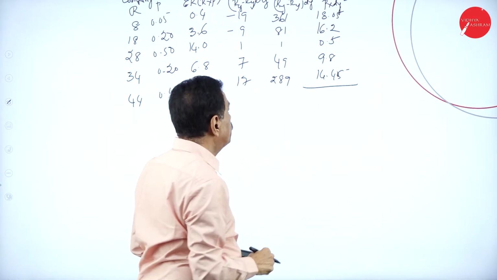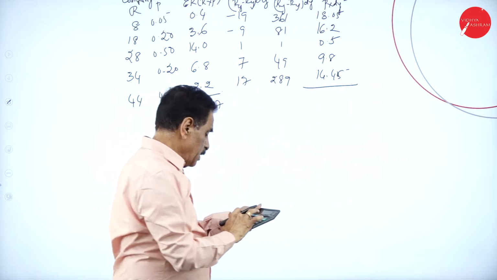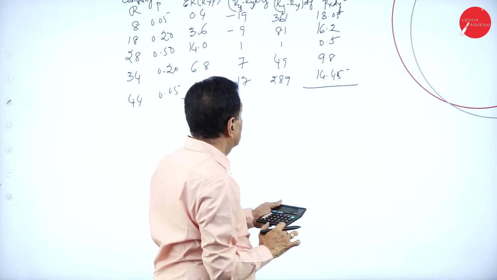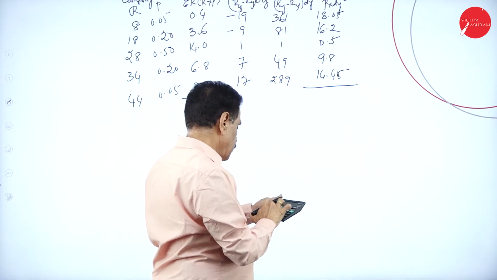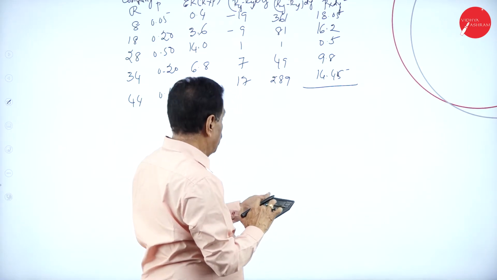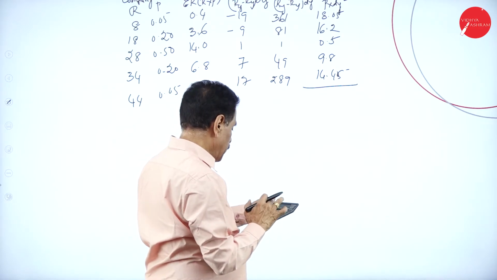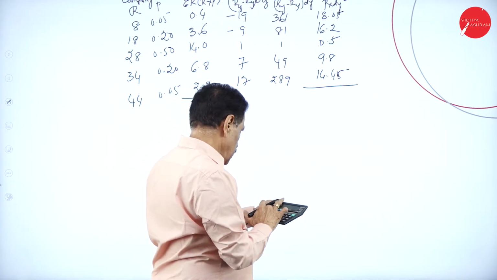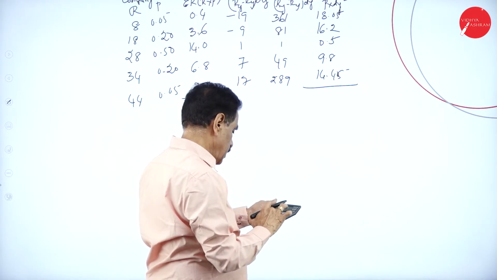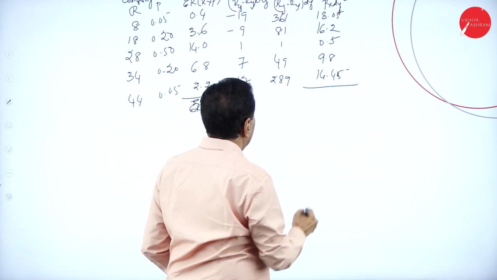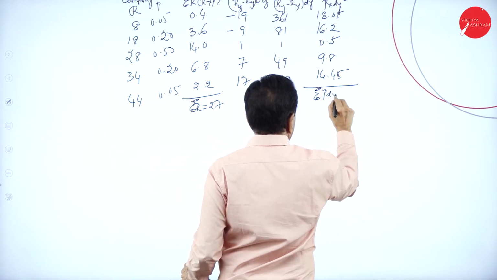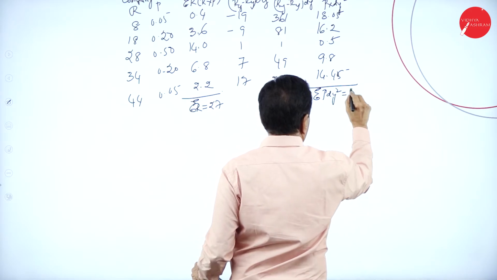Add the figures: 14.45 plus 9.8 plus 0.5 plus 16.2 plus 18.05 is 59. Sigma p dy square is 59.